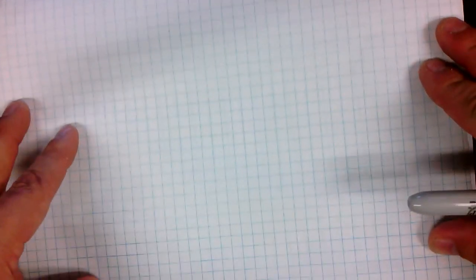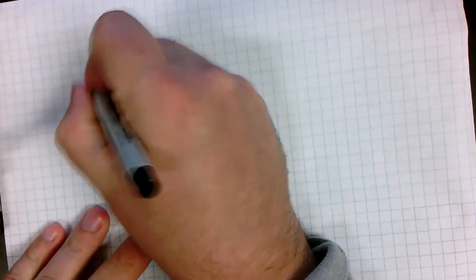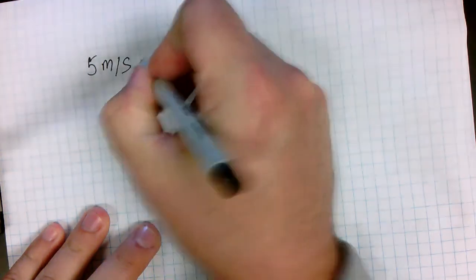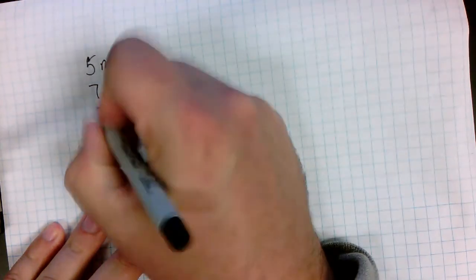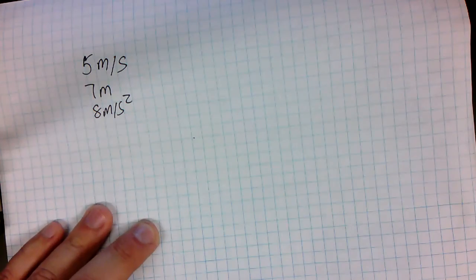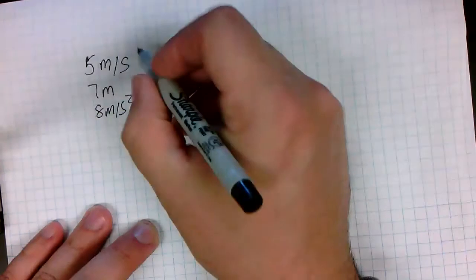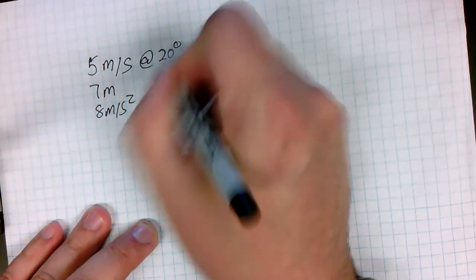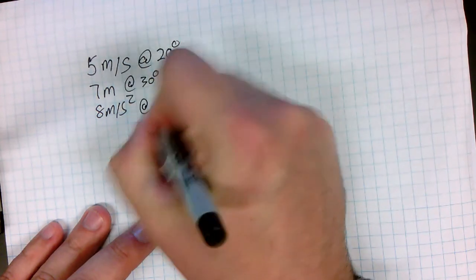So what we're going to do is talk about vectors. As you know, a vector is a graphical representation of a mathematical concept that has both magnitude and direction. It's a picture of math. And so examples of vectors would be something like 5 meters per second, or 7 meters, or 8 meters per second squared. So what we are going to do is add together a series of vectors that have both magnitude and a direction: 20 degrees, 30 degrees, 40 degrees.